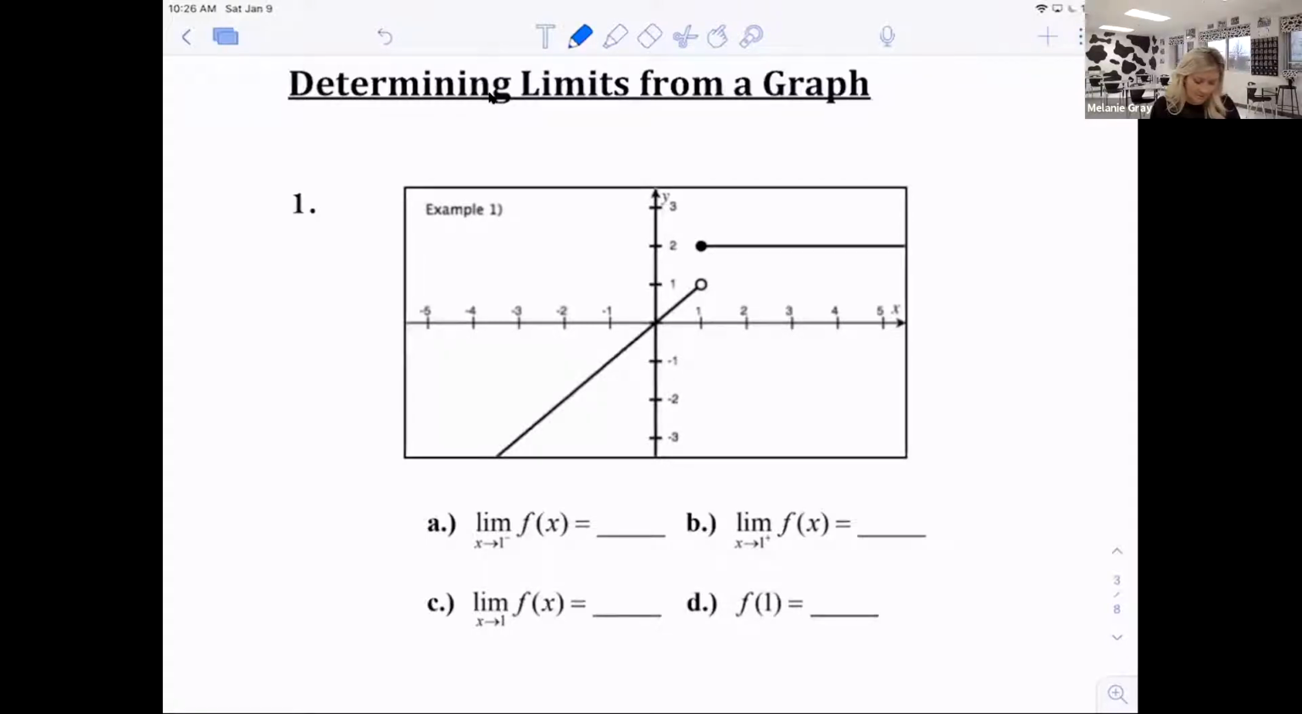So let's look at this example 1. It says the limit as x approaches 1, notice that superscript of a negative, from the left-hand side. So if we're coming from the left-hand side, I'm going to draw my arrows on here. Coming from the left-hand side of 1, and also let me highlight 1. I'm looking at 1 on the x-axis. So as I'm approaching 1 on the x-axis, my y values appear to be going to 1 from the left-hand side. And then if I'm coming in from the right-hand side of 1 on the x-axis, my y value is constant and is approaching 2.